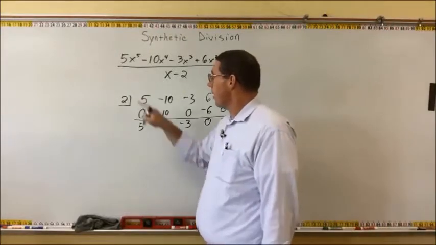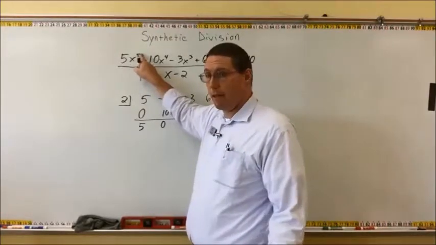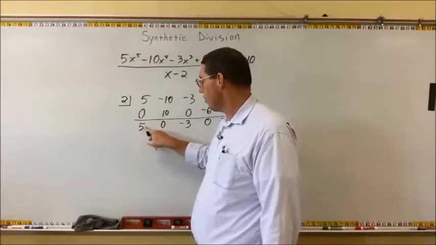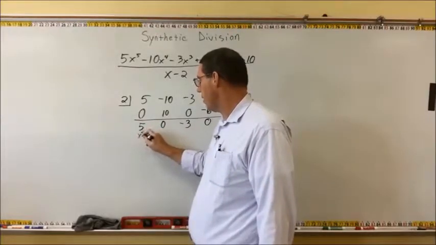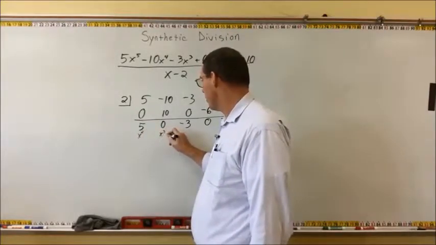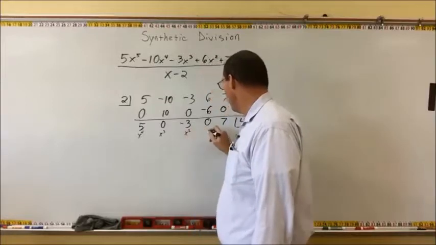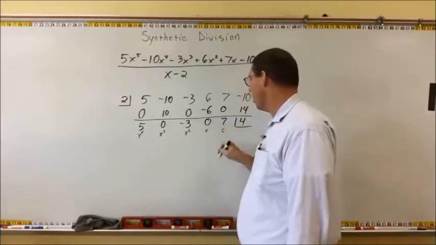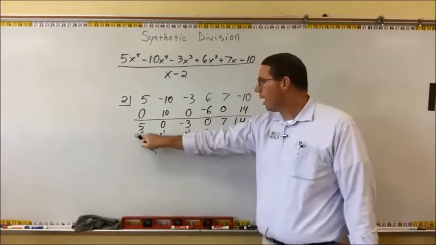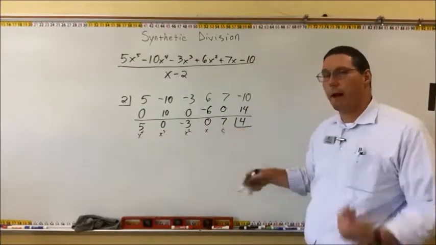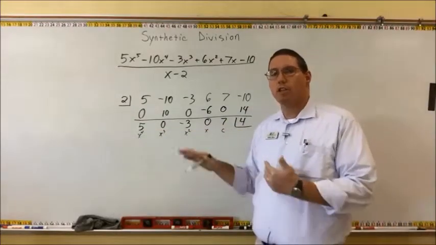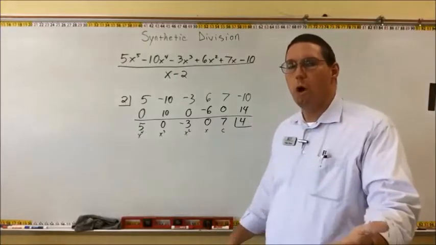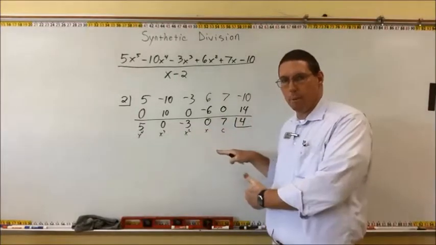Now, the problem started out as x to the fifth. That means that the answer is going to start off with x to the fourth, right? Then this is going to be x to the third. This is going to be x squared. This is going to be x, and this is going to be our constant. Okay? You do not have to write these in at the bottom. I'm writing them in as instruction to show you what I'm thinking while I'm doing the problem.